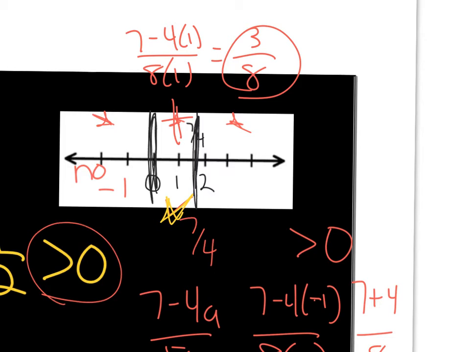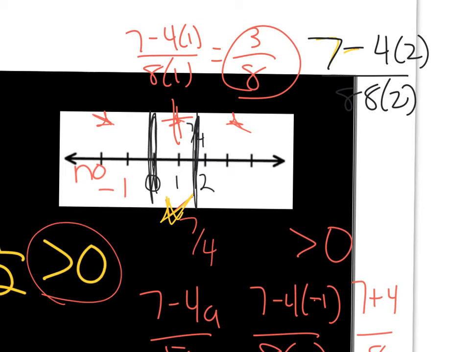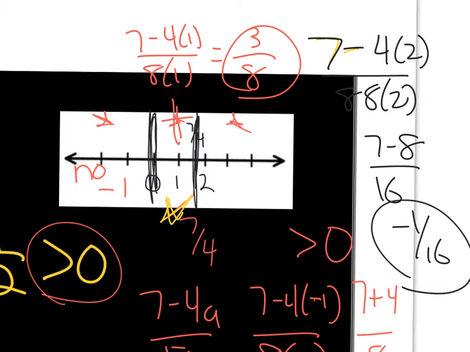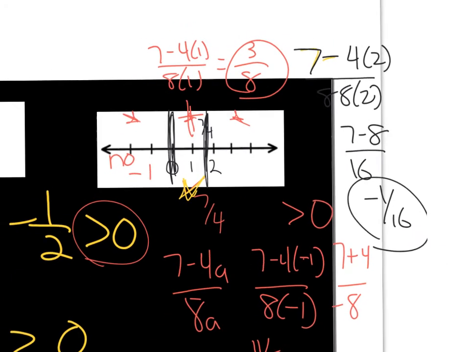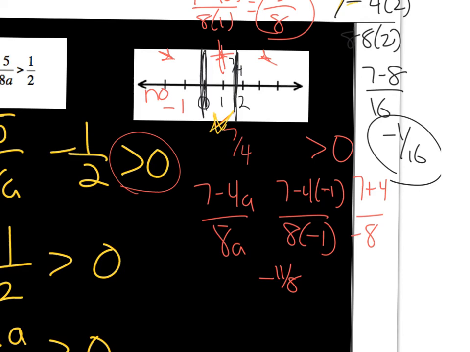So if I try 2, so if I go 7, let me switch colors here. 7 minus 4 times 2 over 8 times 2. So that's going to be 7 minus 8 over 16, negative 1 over 16. That does not work. So the only range that works is from 0 to 7/4.